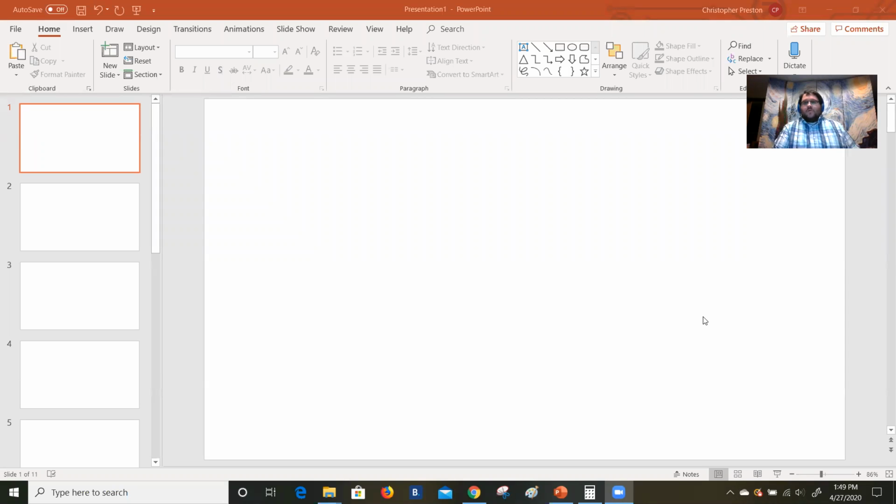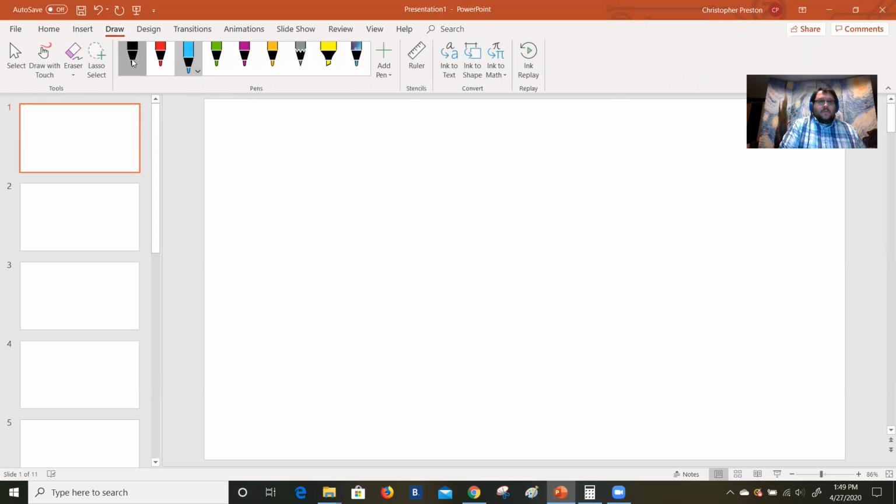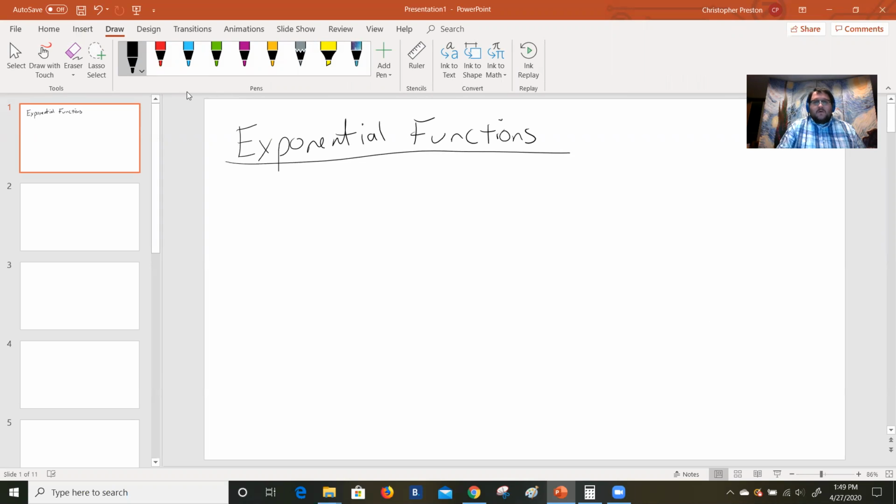Okay, we're going to look at exponential functions. So before we get into the functions part, just kind of a reminder.